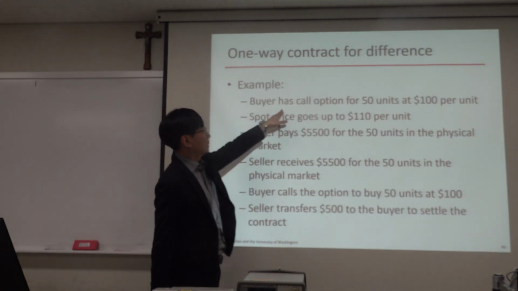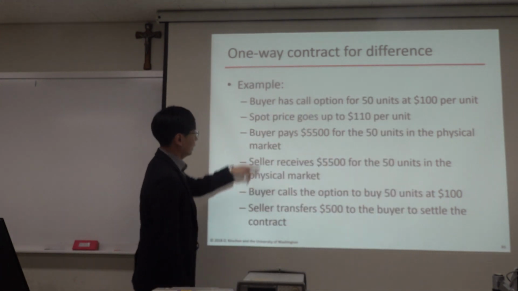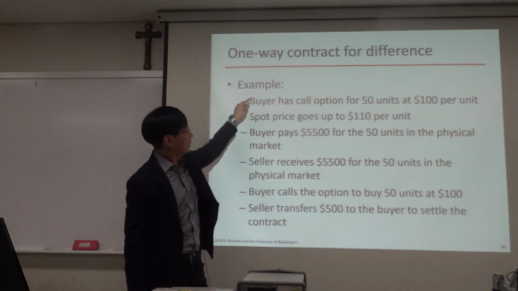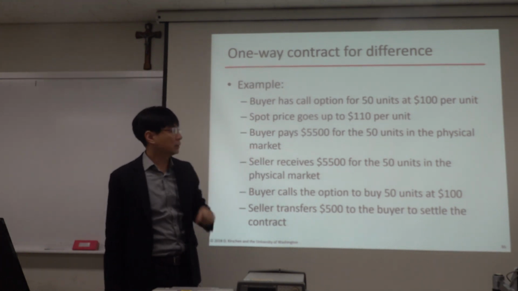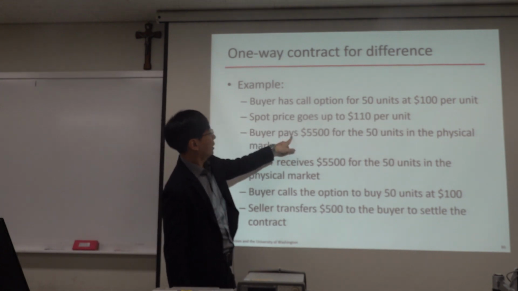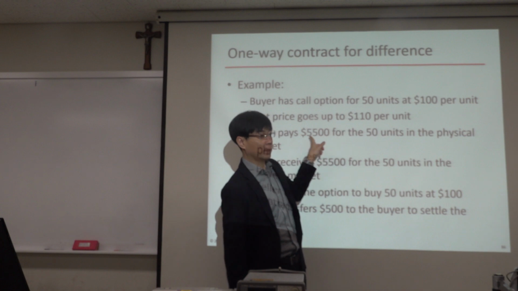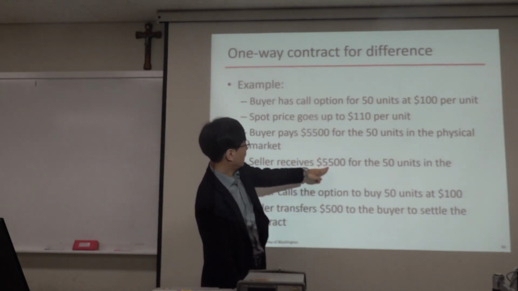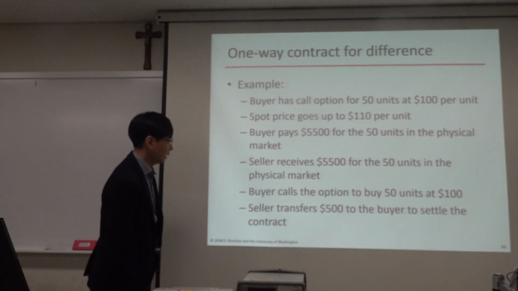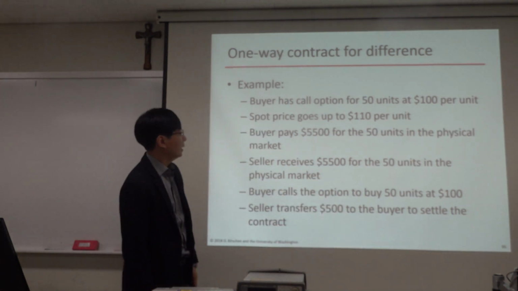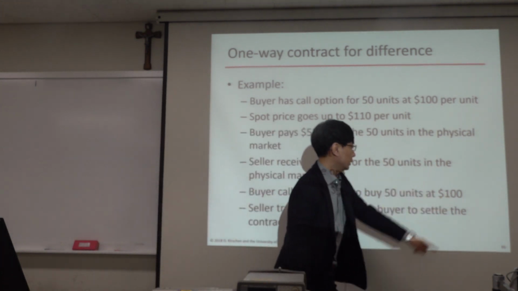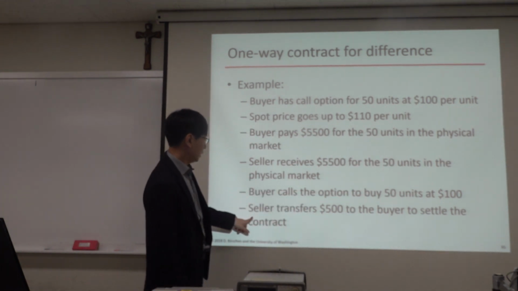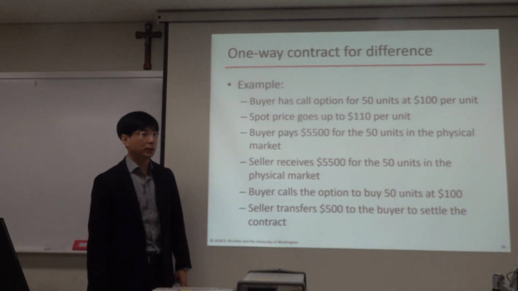So the buyer has a call option, 50 units, $100, and the spot price is 110. The buyer wants to exercise it, and the way of exercising it is like this. First, the buyer pays this much using the spot price, and the seller receives that much using the spot price. Then the buyer calls the option, and the difference is $500. The seller transfers $500 to the buyer to settle the contract.